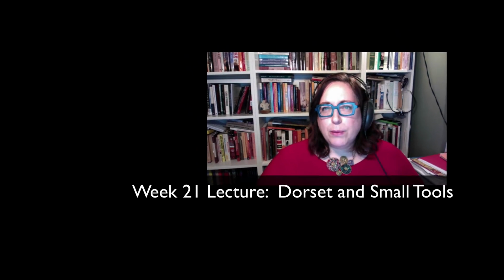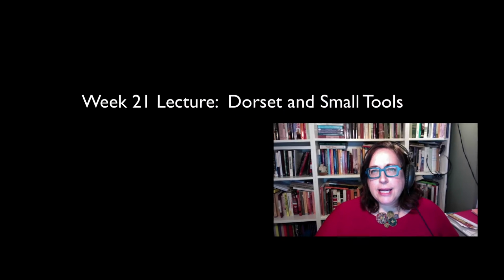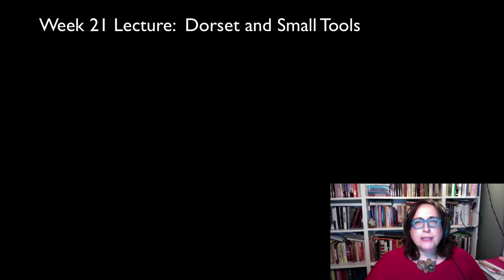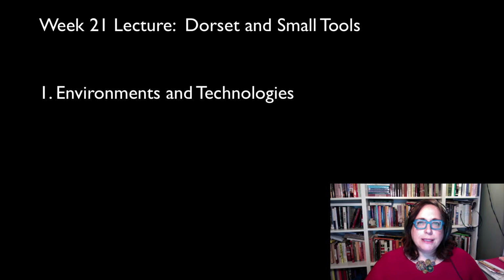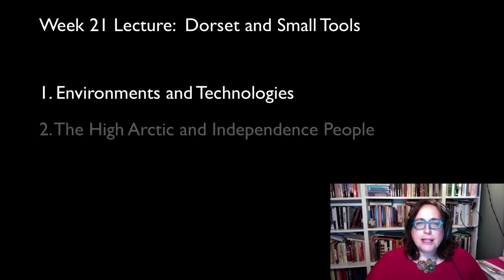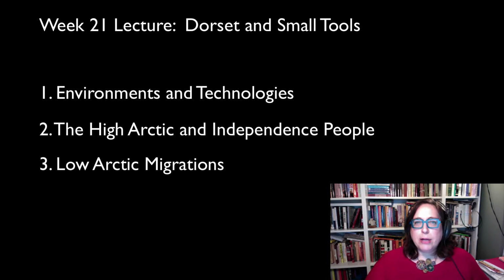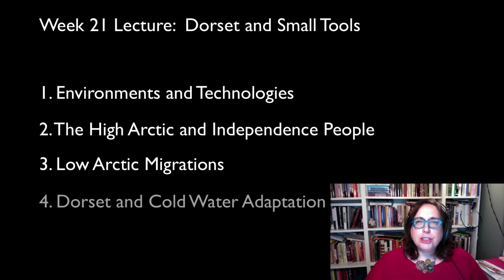And I did talk about Paleo-Eskimos and ASTT in Alaska in the last lecture. So this lecture, focusing in on Canada and Greenland, is divided up into 4 sections. The first section is environments and technologies. The second section is the high Arctic and independence people. The third section is low Arctic migrations. And the fourth section is the Dorset and cold water adaptations.